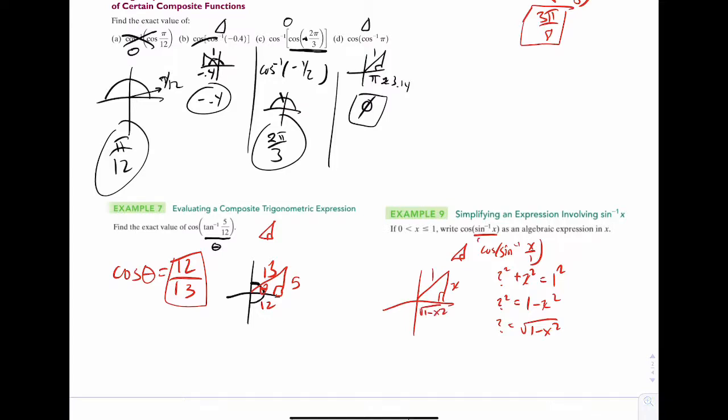Now we're going to figure out, if this thing was theta, that's the triangle we just drew. So cosine of theta, that's going to be adjacent over hypotenuse. That's just the root of 1 minus x squared over 1, which is the root of 1 minus x squared.